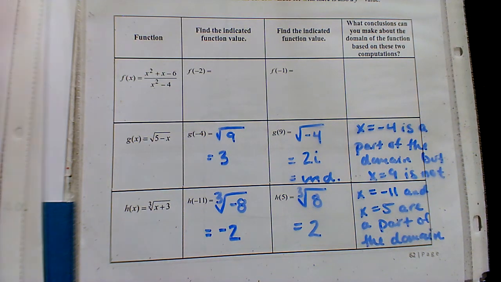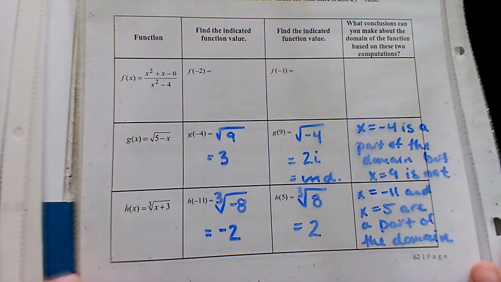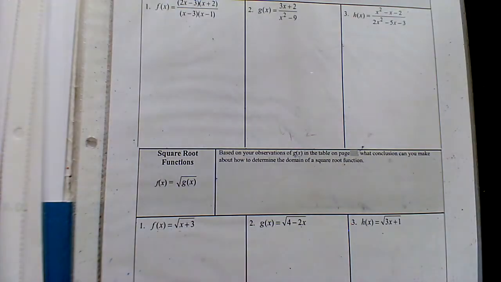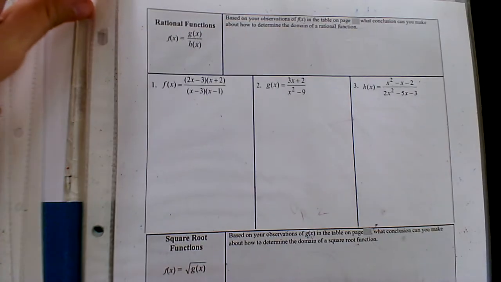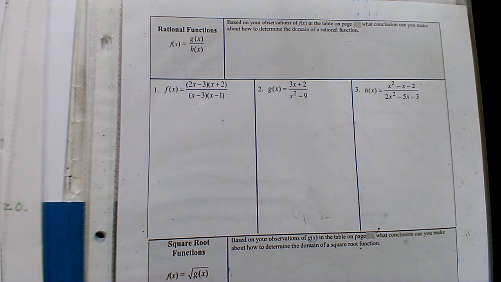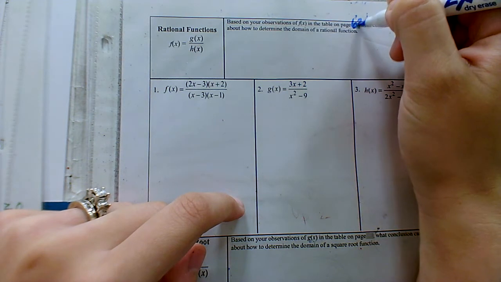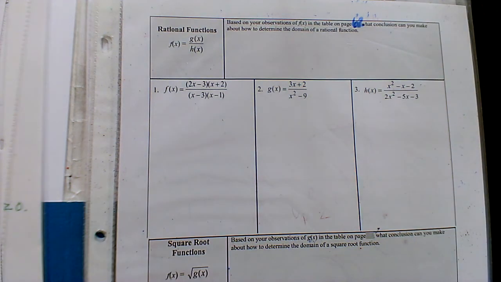Okay, so this is just a start, but we're going to begin to think about, is there a better way? How can we determine quickly what the domain is and what the domain might not be? Okay, so let's check out 63. So we're going to start off with the rational functions. These were the fractions, where we have a numerator and denominator. And we're going to take a look back on page 62 to see what happened here.